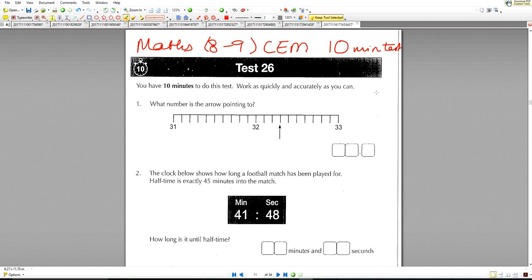Okay, welcome back. We'll be looking at a maths paper here for the 8 to 9 age group, CEM Durham University, 10-minute test. This is test number 26.